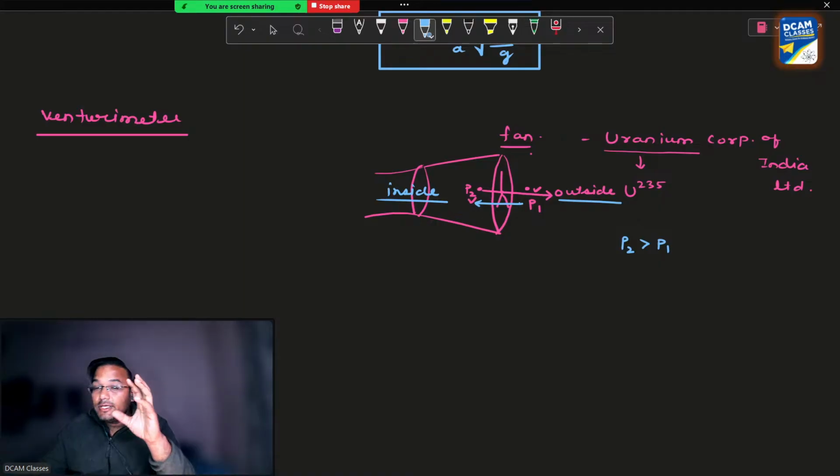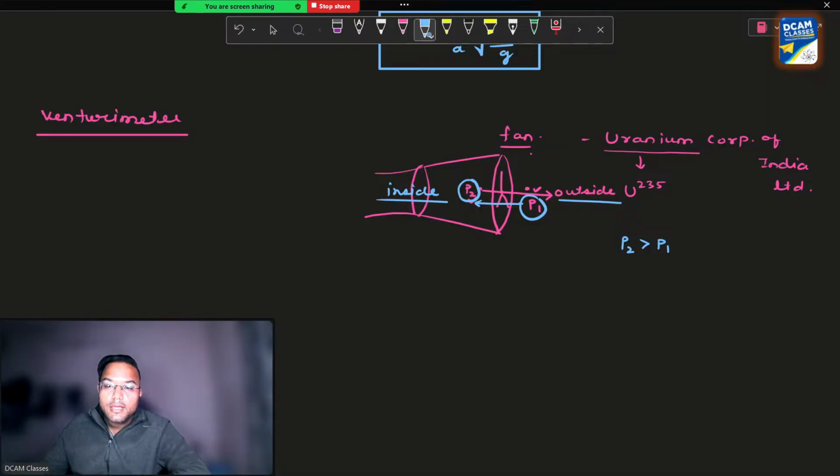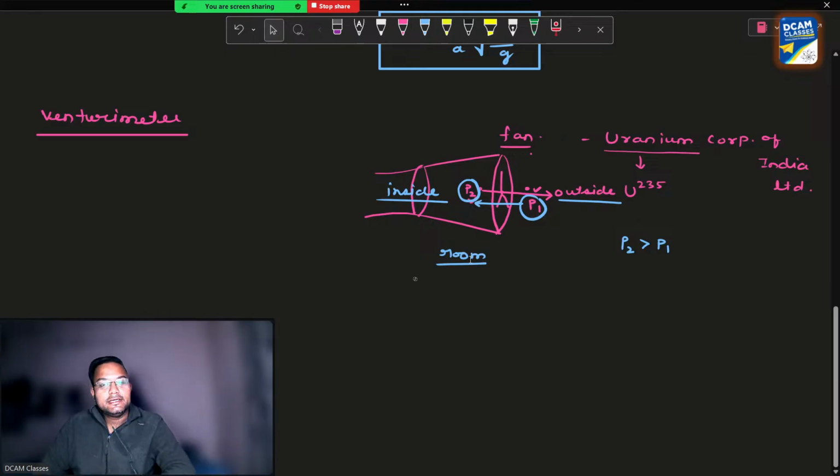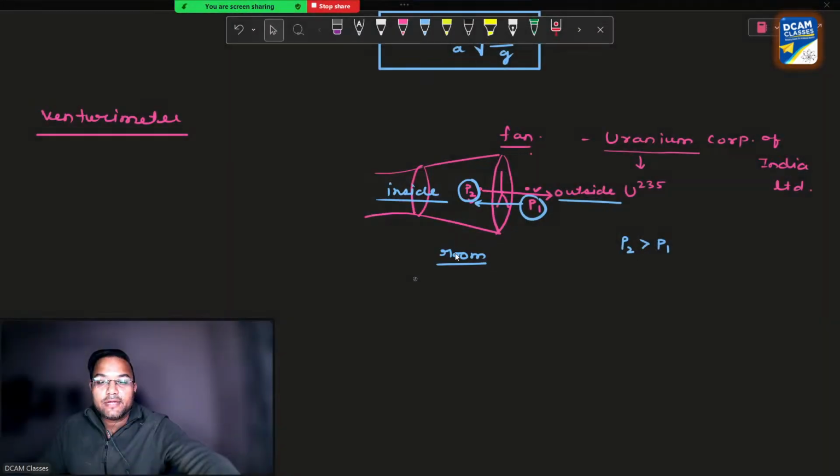So how they used to see this pressure and this pressure, and I'll tell you how they used to maintain this pressure difference also. Beside this fan, there was a very large room. In this room, casually I was inspecting. Because every other engineer did not have that much knowledge.